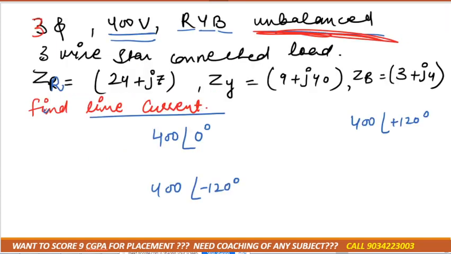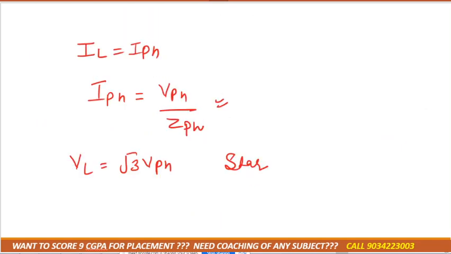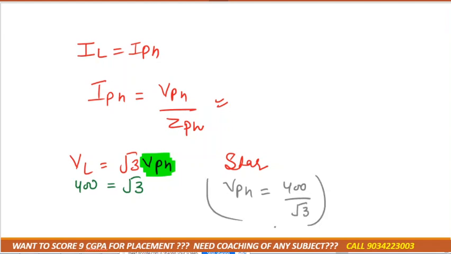Now just read the question and tell me how much is the line voltage. As I told, if they have mentioned nothing, then we consider the voltage as line voltage. They have given 400 volts, that would be your line voltage, correct? It is equal to root 3 times VPH. Now we need to calculate VPH. So how can we get VPH? VPH would be equal to 400 divided by root 3, yes or no?